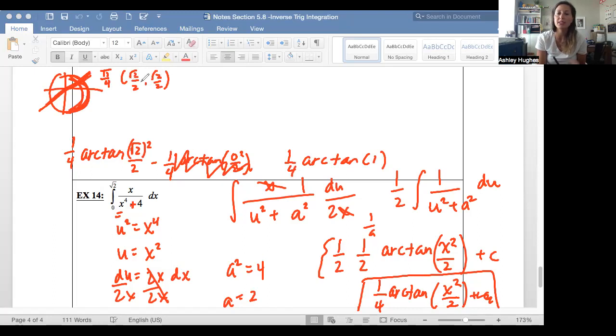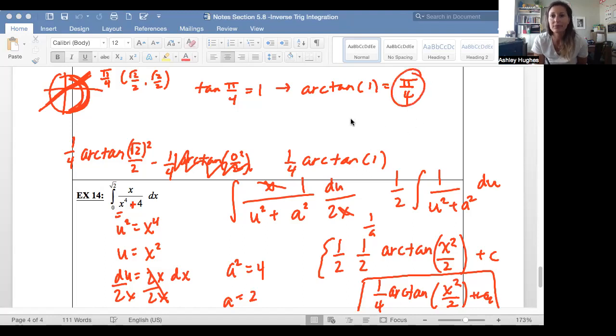So the tangent is y over x, and that would be 1. So we know the tangent of pi over 4 is equal to 1, which means the arctan of 1 is equal to pi over 4 because it's the inverse. It flips the y and the x. So I know then this arctan of 1 is really just pi over 4. So I can sub that in, and I will get 1/4 times pi over 4. And so top times top, pi, over bottom times bottom, 16. So I actually get pi over 16 as my answer.